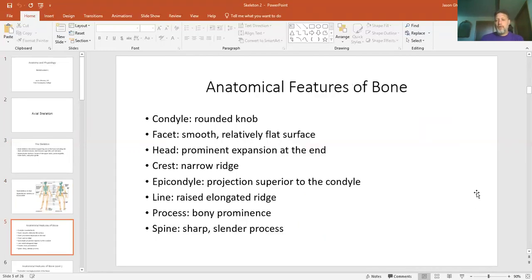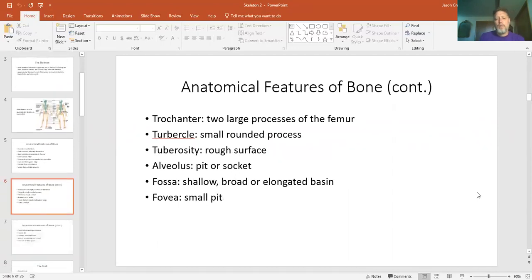There are features of the bones. You need to familiarize yourself with all of these features. There are several slides on it. The condyles, facets, heads, crests, epicondyle, line, process, spine. When you're looking at the bone, it's a little easier to actually see these. So when we get to the pictures of the bones, it'll be a little bit easier to do. We have trochanters.